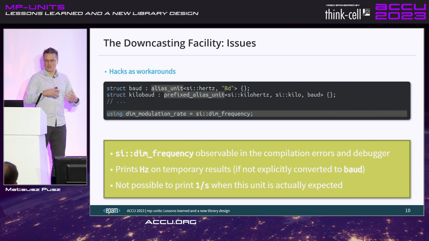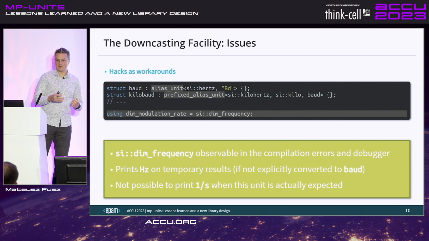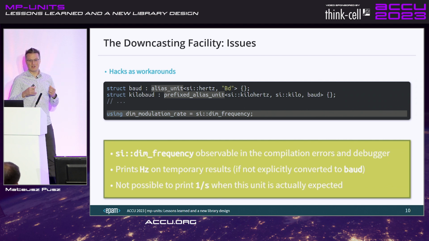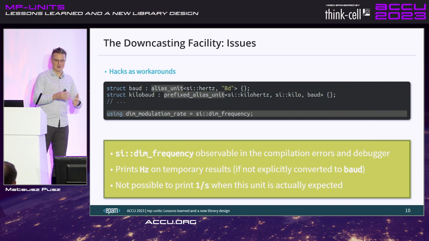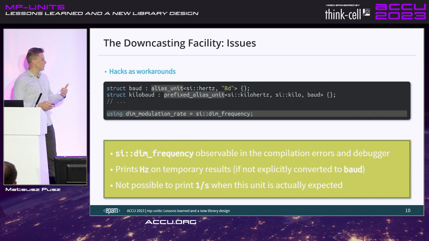For most libraries, it may not be something bad, but for a physical units library, the most important reason for the existence of this library is to generate errors. If you're not doing errors that can be detected at compile time, you don't have to use a physical units library, just use double, right? So the most important feature of a library like that is to generate errors, and errors should be easy to understand. Having frequency instead of modulation rate is really confusing, right?